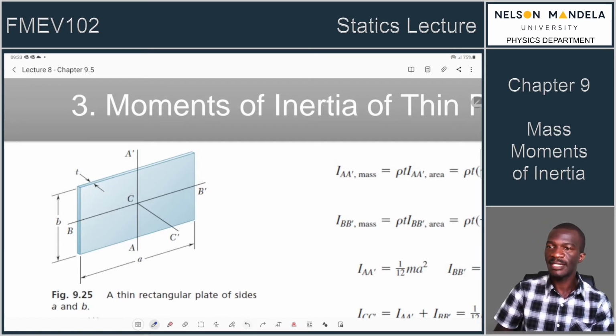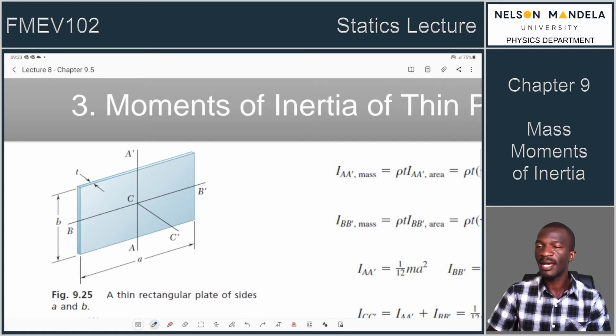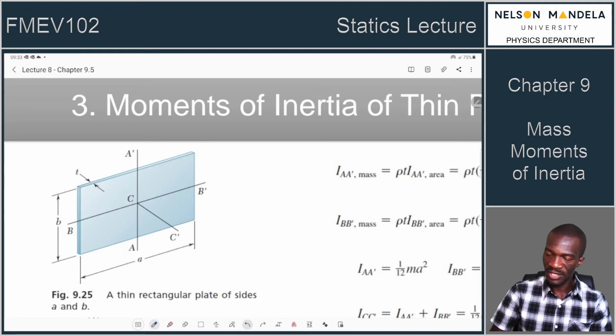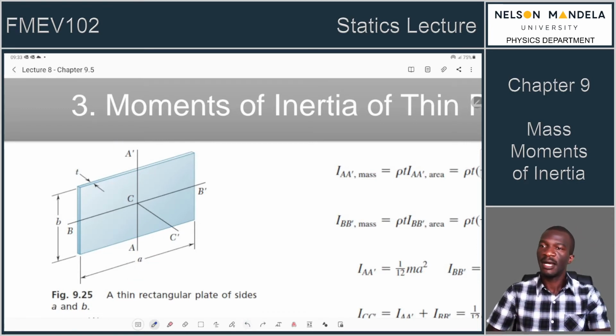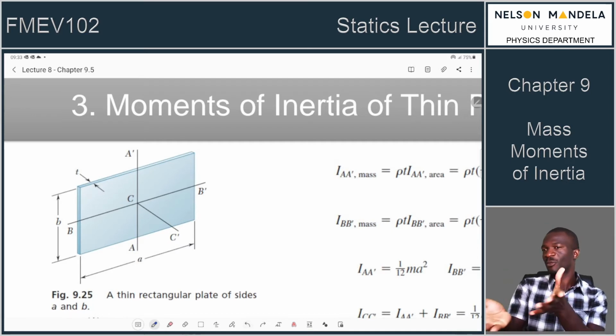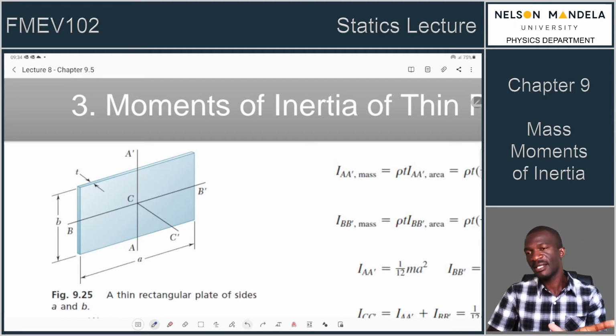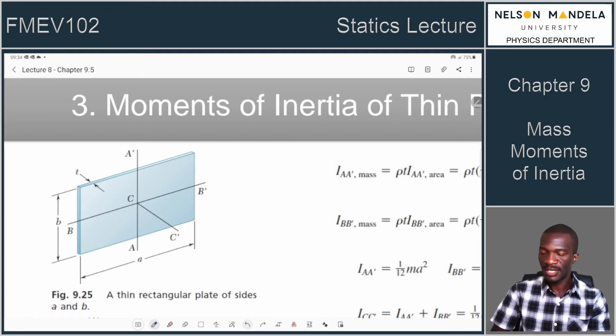This thin plate has some axes drawn around it. So we've got the BB prime axis, and we have the AA prime axis. The BB prime axis is horizontal from what we can see, let's say from this angle, and then the AA prime is vertical, and the CC prime axis is at right angles to the plane of the rectangular thin plate.